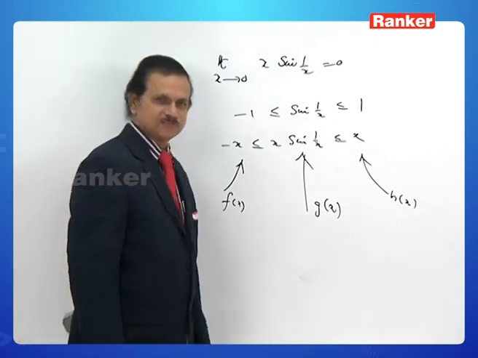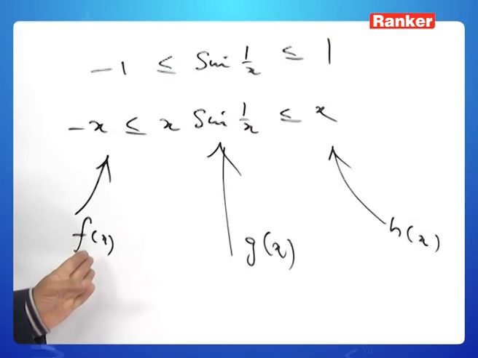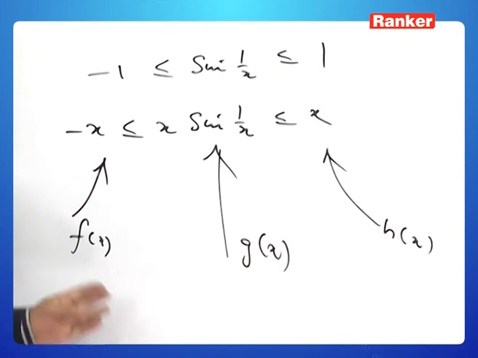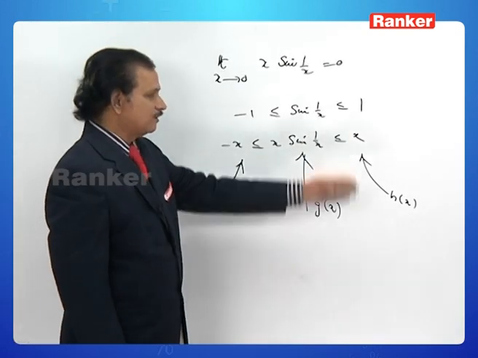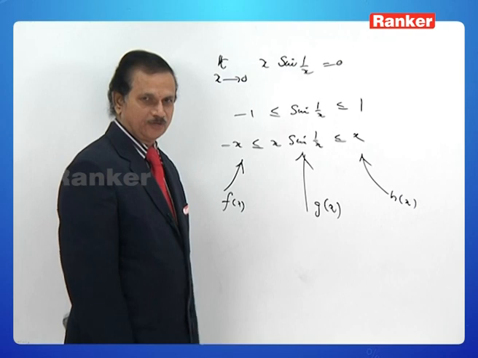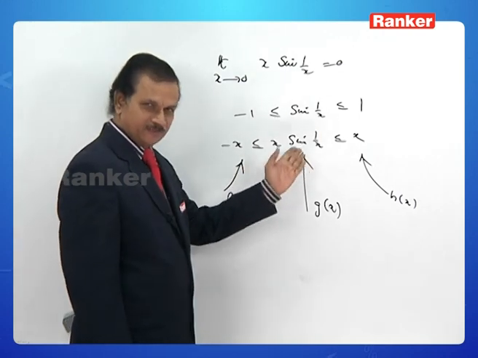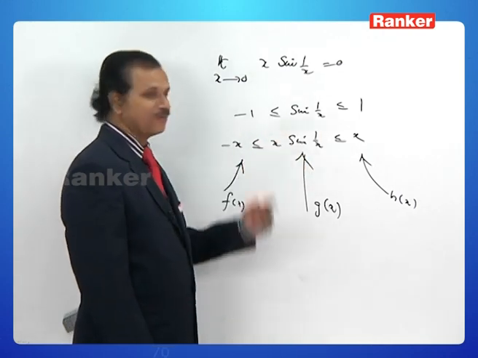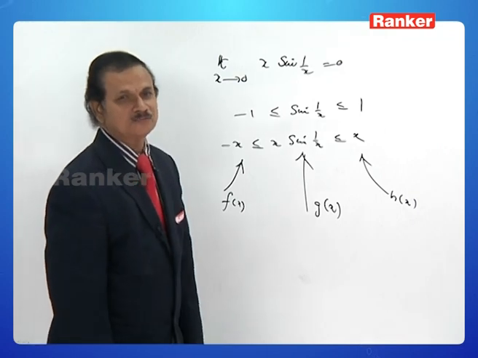What do you say about this? Limit of f of x as x tends to 0 is 0. Limit of h of x as x tends to 0 is 0. So g of x lies between 0 and 0. The limit of this function lies between 0 and 0. What does it mean? It is also 0.